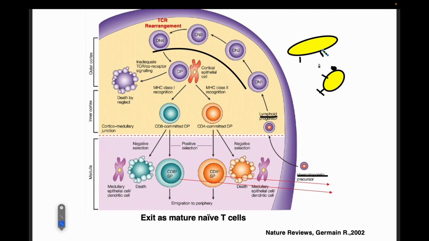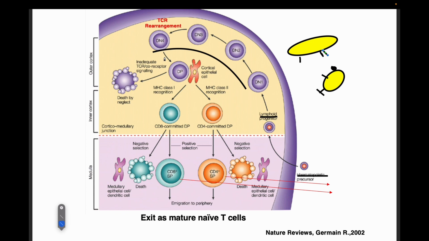ليش صار MHC2؟ هسه اللي راح يصير انه راح تتقرب الى هاي الدبل بوزيتيف سيل. If there are inadequate number of TCR or co-receptor اللي هي CD4 CD8 signaling inadequate يعني عدد قليل, هاي ما منها فائدة T cell, so it will undergo apoptosis.